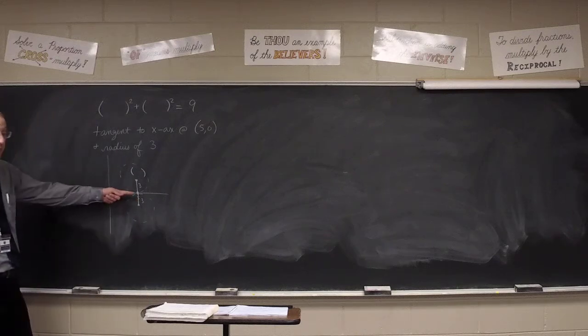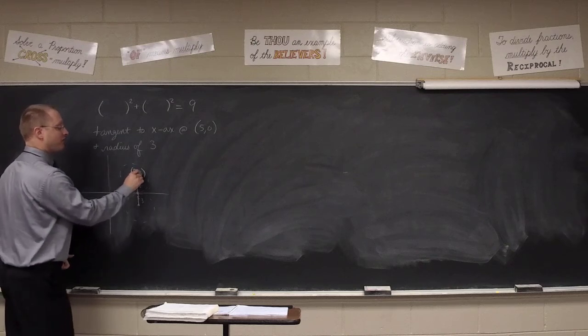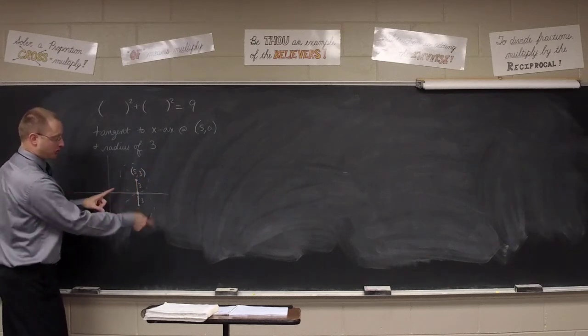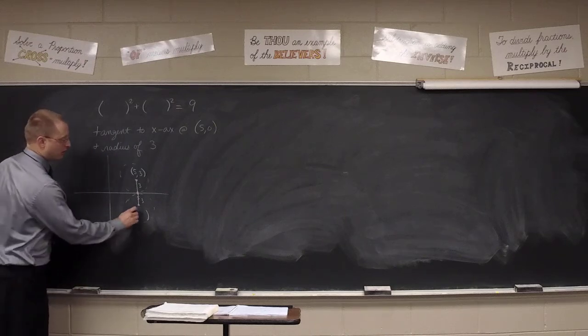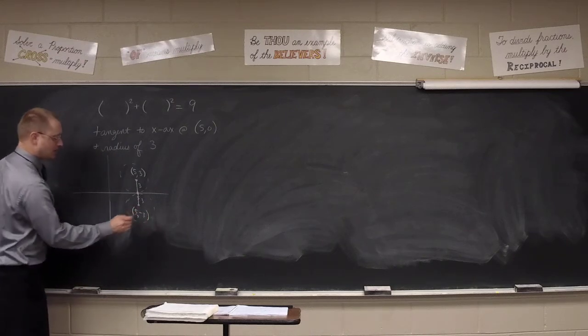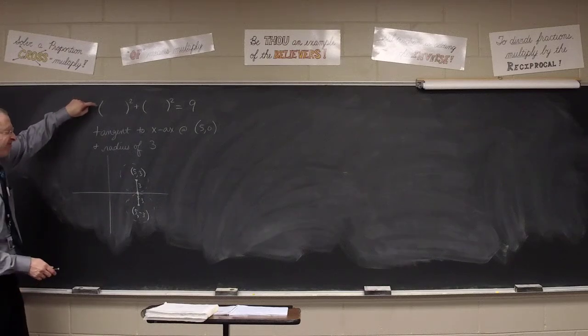Over 5, straight up 3. So I know it's either (5, 3), or if it's the circle down here, what are the coordinates? (5, negative 3), correct? Either way, what's going to go in this spot? X minus 5.